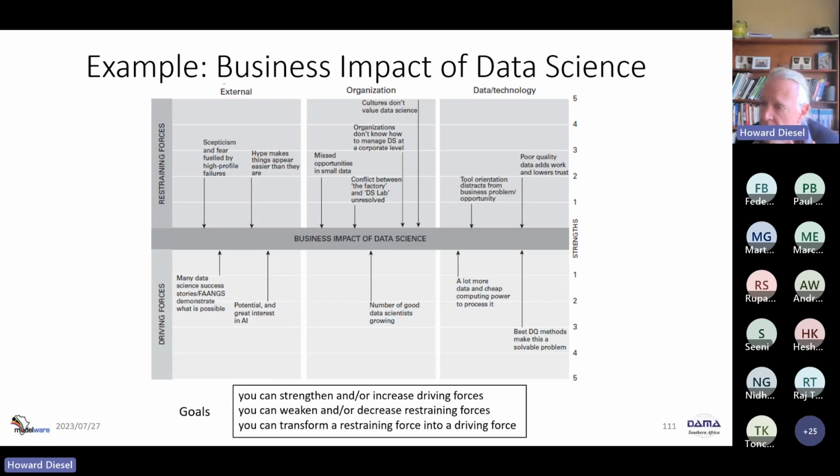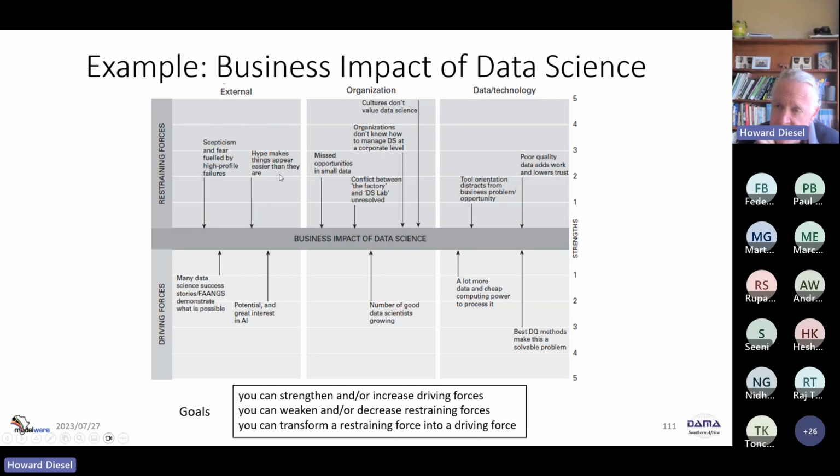Here's an example of the impact for data science. Here we have restraining forces, and I'm sure we've all heard these before: skepticism and fear fueled by high-profile failures. The really challenging ones where everyone's saying, look at Cambridge Analytica, Facebook, look at what happened. So how do we prevent that? And so maybe we shouldn't do it.